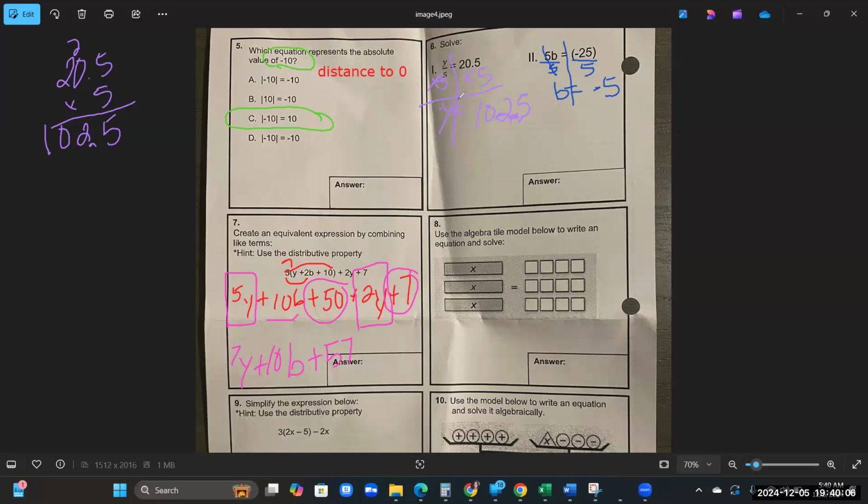All right, use the algebra tile model below to write an equation and solve. So it looks like we have 3x is equal to 12. And you can solve the equation by noting they multiply by 3, so we would divide by 3 to get x is equal to 4. And you can see in your diagram how 1x is equal to 4 units.